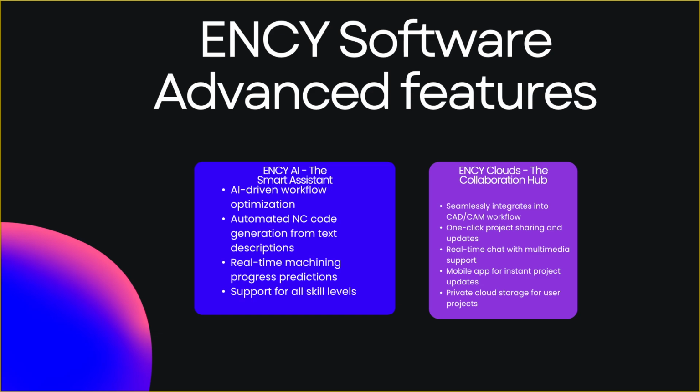So if you programmed something in G-code, you send it to the machine, and the part is not coming out in the way that you intended it to, you can use ENCY AI to help you pinpoint where in the G-code you need to make slight changes to mill the part you want to mill.